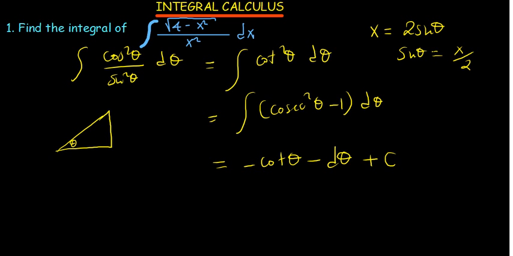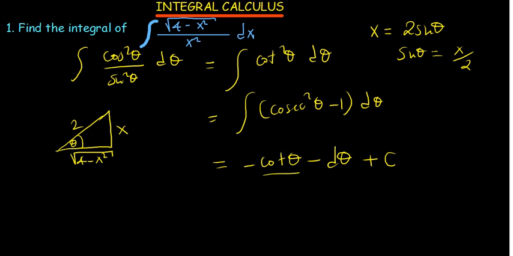So the angle is theta here. We know that sin is opposite over hypotenuse. So that means this is the opposite to the angle theta, and then 2 is the hypotenuse. How do you find this side? This is going to be the square root of the hypotenuse squared minus the opposite side squared. So that is going to be it.